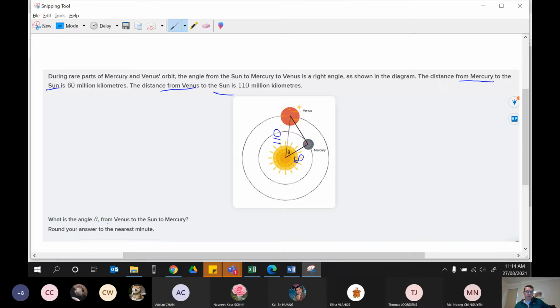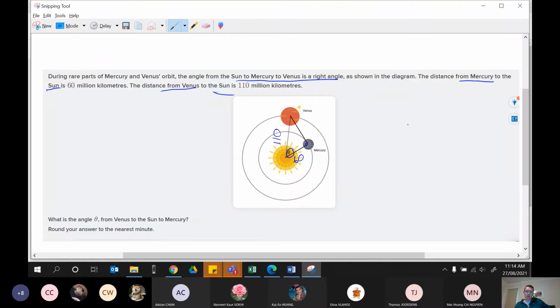What is the angle from Venus to the Sun to Mercury? So we want to know what this angle is here, which is already listed. Round your answer to the nearest minute. Okay, so when I think about that, this is a right angle, as they're shown in there, because it does say the angle from the Sun to Mercury to Venus is a right angle.